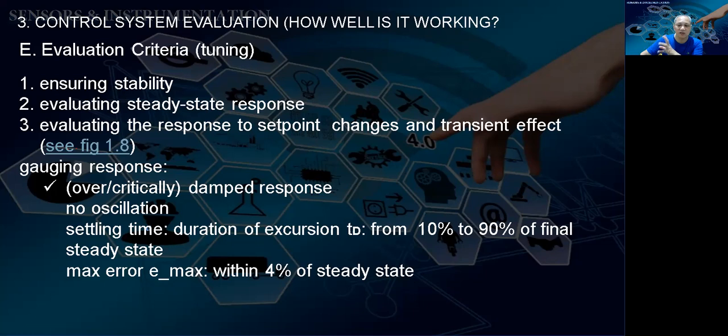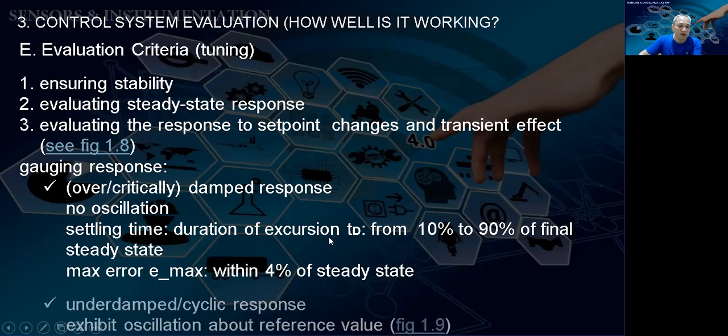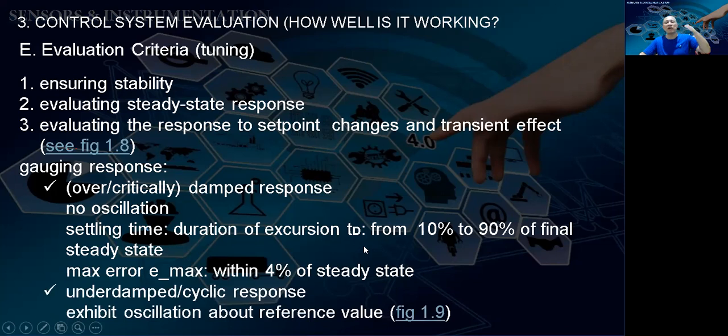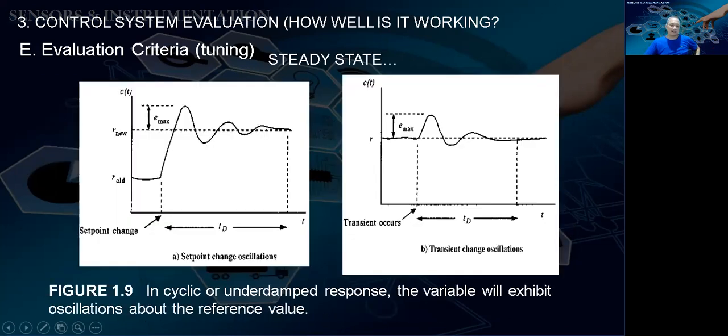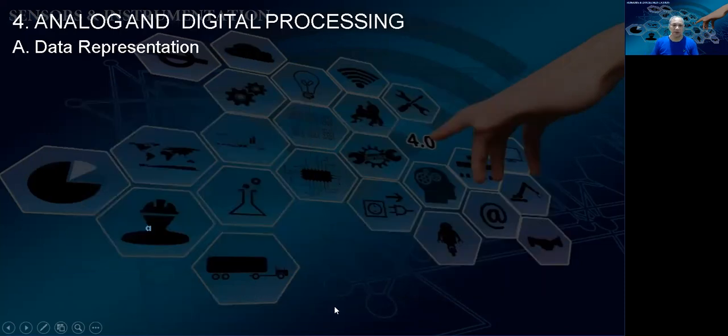How much is it from 10% to 90% of final state? And what is the maximum error? Yeah, within 4%, within 2%. It depends on our specification. And under damped is usually when there is a fluctuation. Let me show you the graph. Looks like this. It means it fluctuates here, see. So this is when it is under damped. Okay, let me continue.